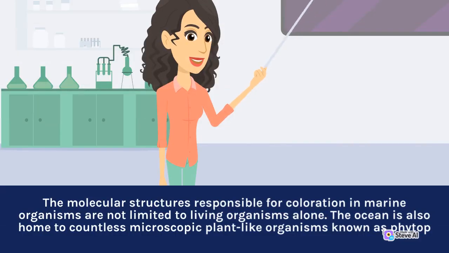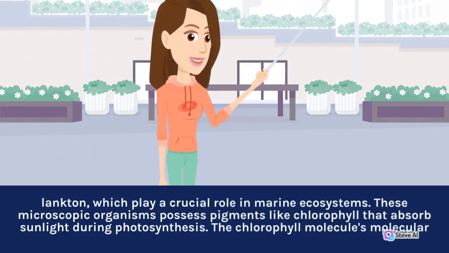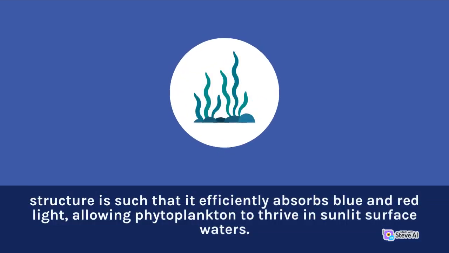The molecular structures responsible for coloration in marine organisms are not limited to animals alone. The ocean is also home to countless microscopic plant-like organisms known as phytoplankton, which play a crucial role in marine ecosystems. These microscopic organisms possess pigments like chlorophyll that absorb sunlight during photosynthesis. The chlorophyll molecule's molecular structure is such that it efficiently absorbs blue and red light, allowing phytoplankton to thrive in sunlit surface waters.